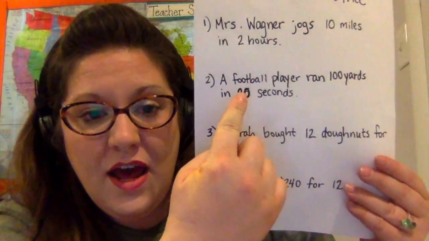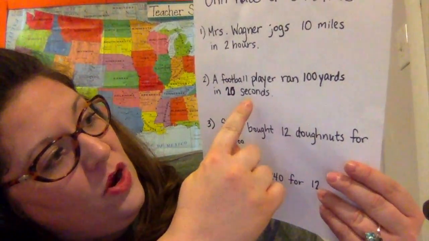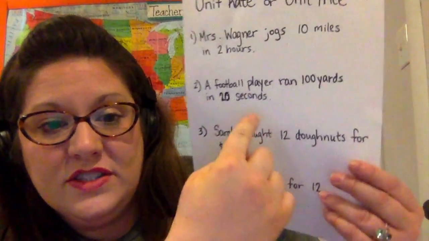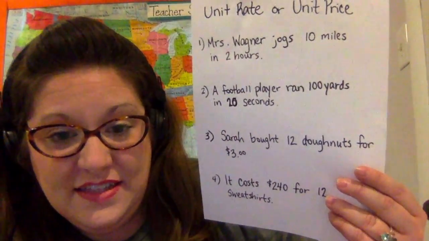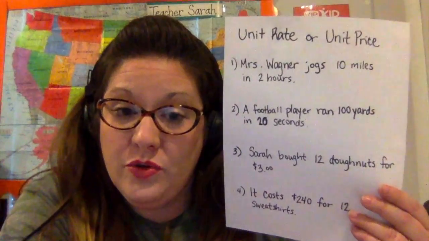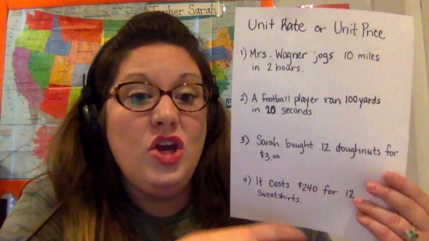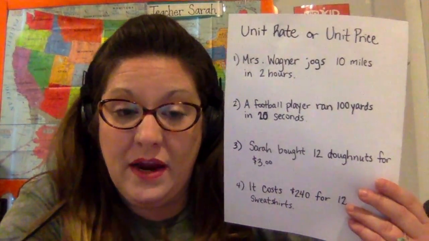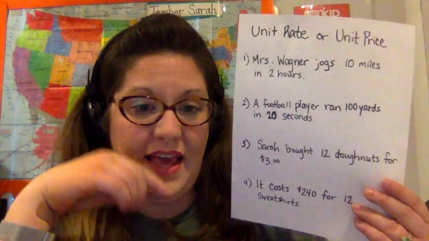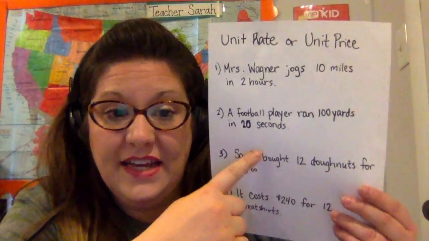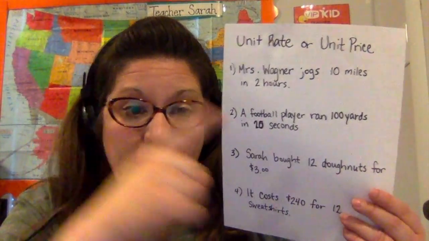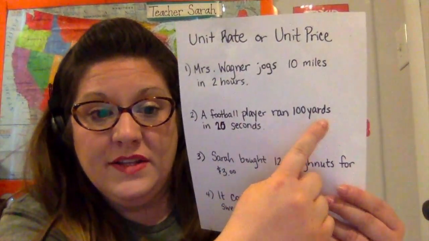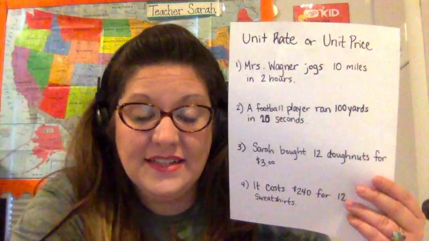My second example is a football player ran 100 yards in 20 seconds. So we want to calculate the unit rate. How many yards could the football player run in 1 second? A unit rate takes the unit down to 1. So if a football player runs 100 yards in 20 seconds, how many yards can they run in 1 second?